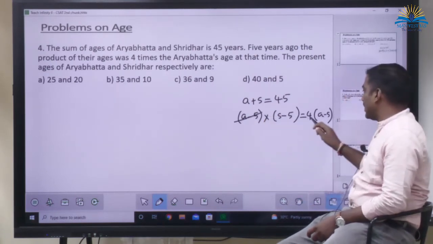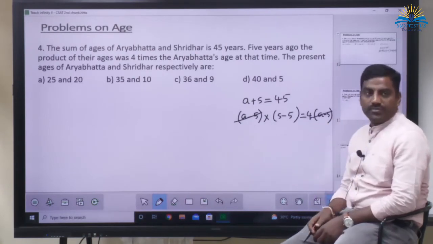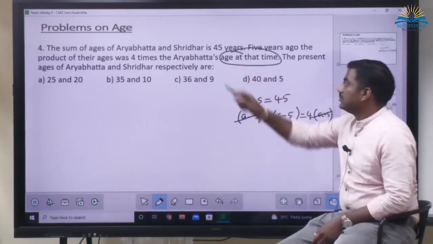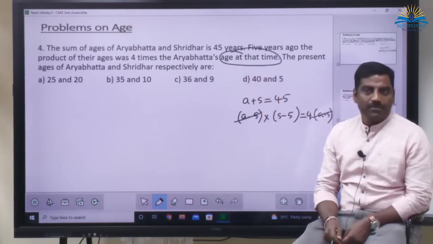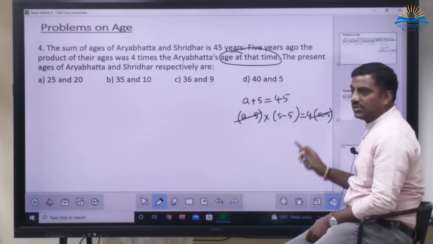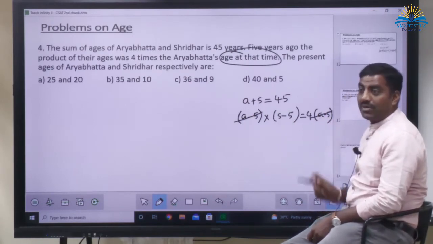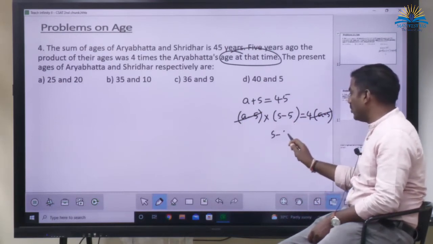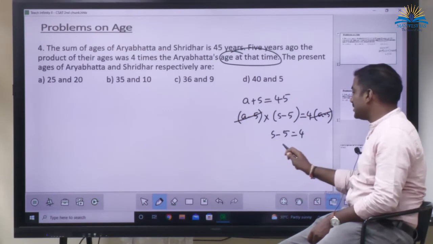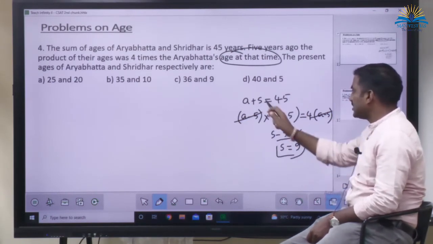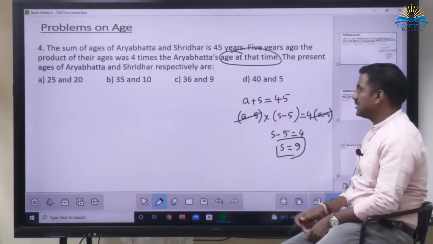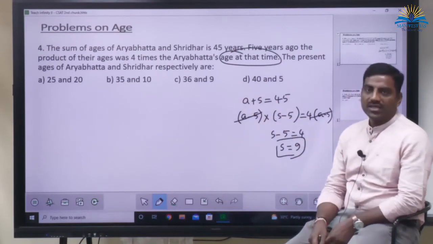So now A minus 5 get cancelled, right? Yes or no? At that time, 5 years back only, A minus 5 into S minus 5 is equal to 4 times of the Aryabhata's age then, A minus 5. So now S minus 5 is equal to 4. S is equal to 9. Simple, no? If S is equal to 9, what is the age of A? 36. So answer is C.